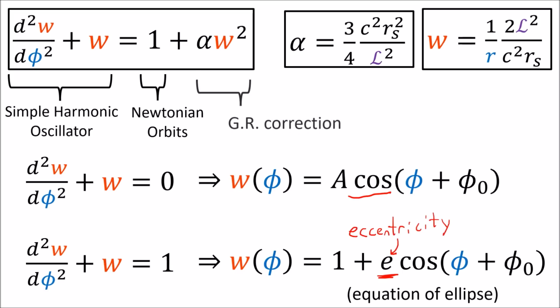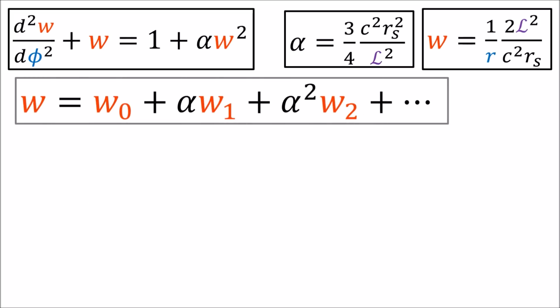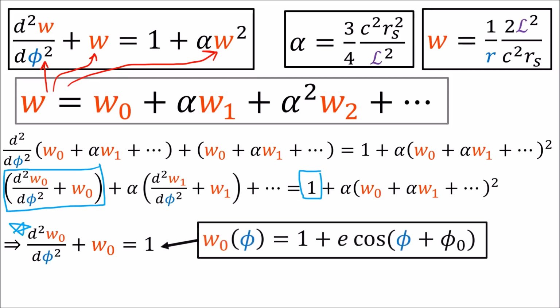The last term is the correction from general relativity, and corresponds to the 1 over r cubed term from the effective potential. We can write W as a power series in alpha. Subbing in, if we set the terms without alpha coefficients equal to each other, we get the original Newtonian differential equation for W0, which we know the solution to.